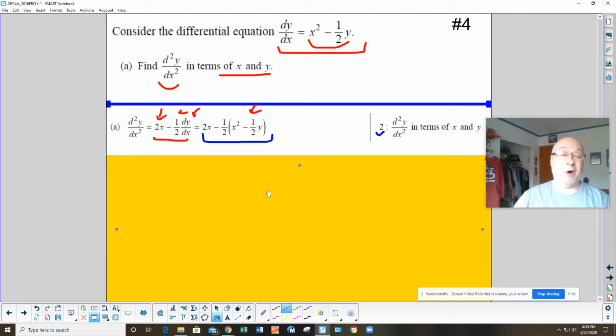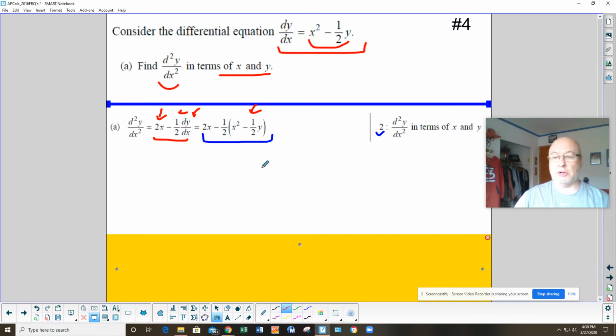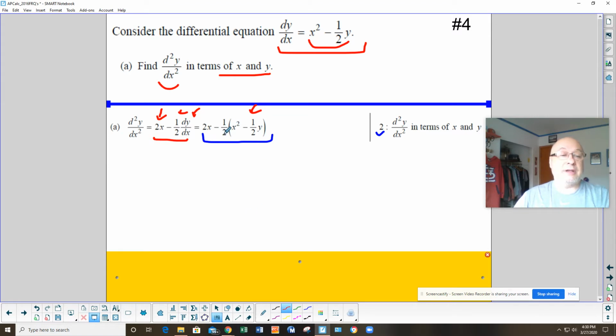Now, if you really wanted to, you could, of course, multiply all this out. I would not recommend it, but if you wanted to, you'd end up with 2x minus 1/2 x squared, and then the 1/2 times the 1/2 would be positive 1/4 y. That doesn't really matter, but you assign your 2 points. I honestly don't know if they would give you 1 if you left it like this. Let's try to err on the side of being a little bit more stringent on your grading. So I'd say let's not give you anything if you didn't move from this step to this step. Okay, that's part A, your 2 points.